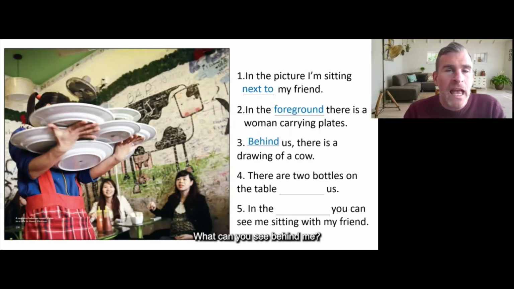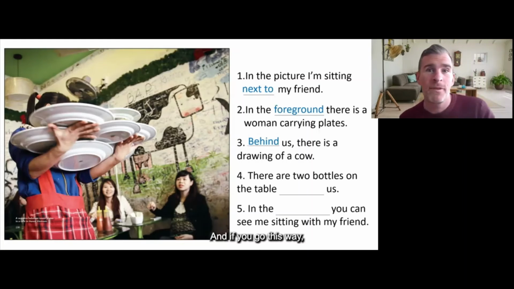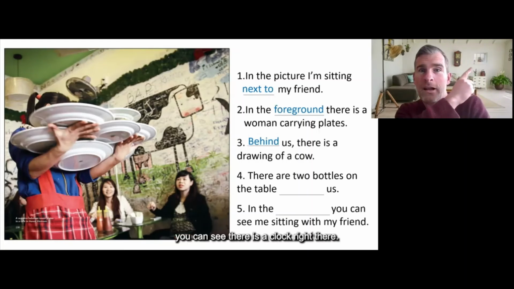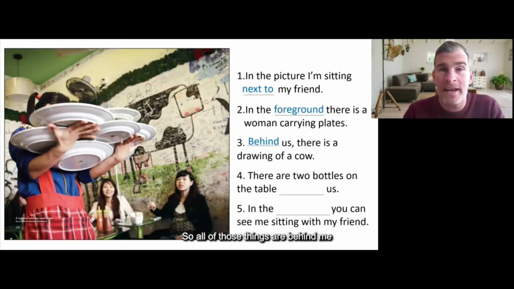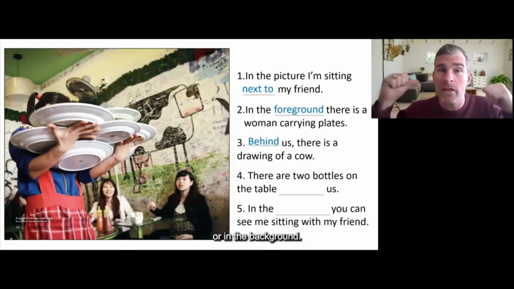What can you see behind me? So behind me or in the background, there is a sofa. There are some windows. There are some plants. There is a light. There are some pictures. And if we go this way, you can see there is a clock right there. So all of those things are behind me or in the background.